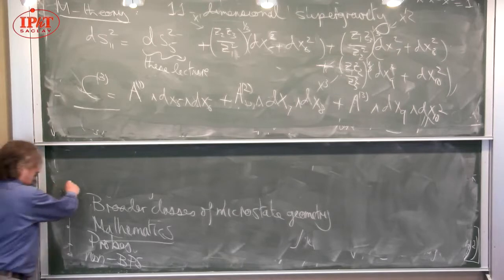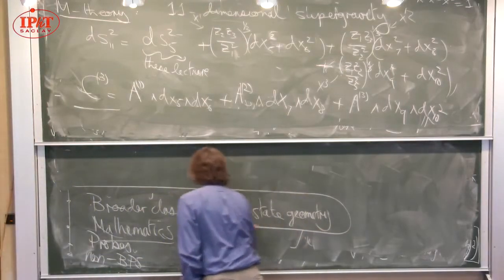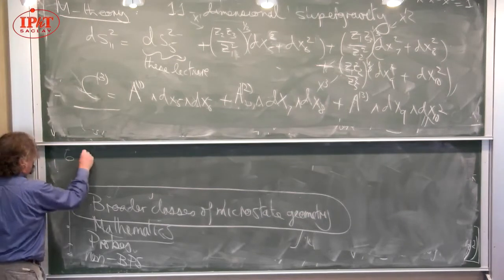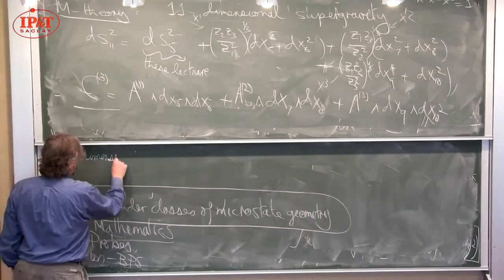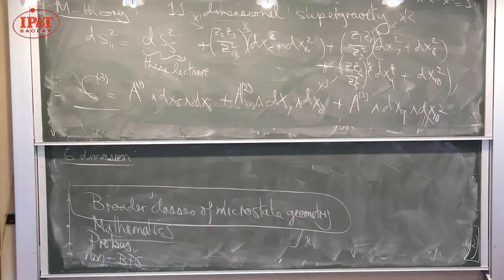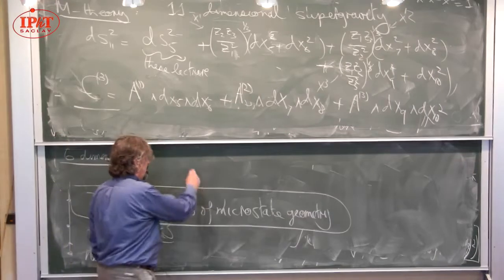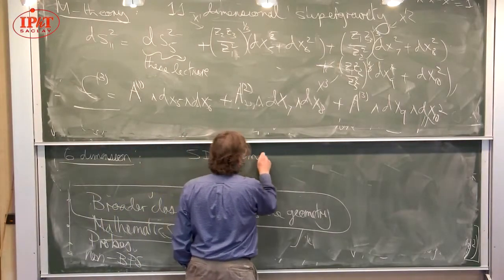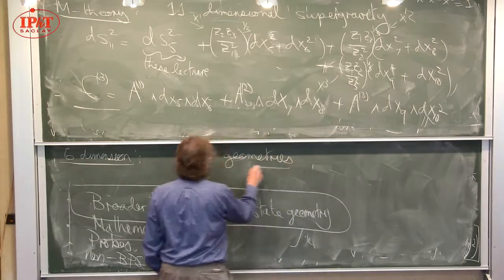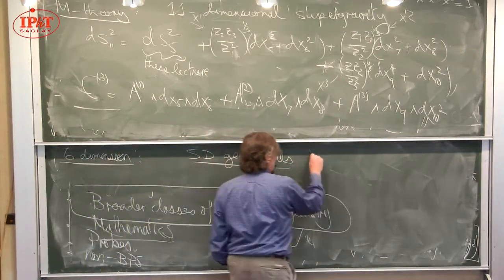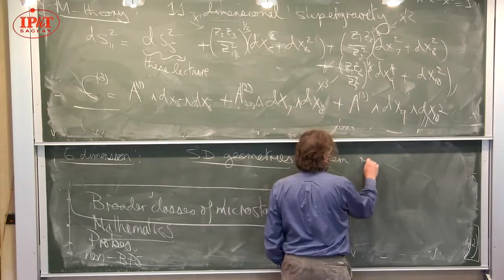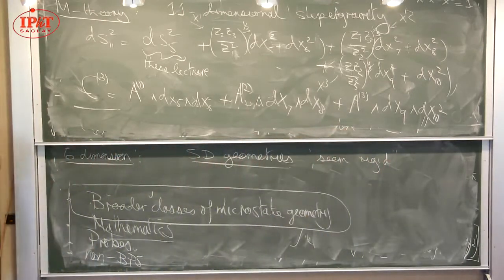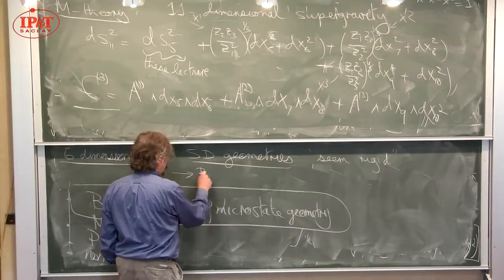Broader classes. This is where there has been a whole lot of discussion. So, obviously, you go to six dimensions. But this is actually more than just simply, oh, let's do one more. The point is that the geometries in five dimensions are kind of rigid, or seem to be rigid, although we've discovered not so much anymore. 5D geometries seem rigid. What do I mean by that? Well, all we get are bubbles and fluxes.